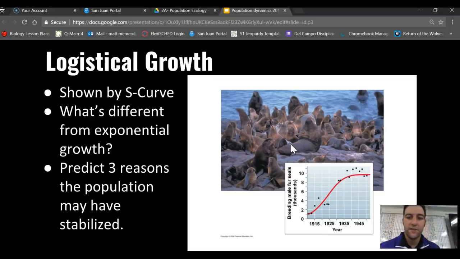At some point, we're going to see that population, instead of continuing to increase and increase and increase, it's going to level off. So the third part of this slide, make sure that you write down 3 predictions as to why you think this population of fur seals may have started to level off around 1935. Okay, so if we can think of 3 reasons why, I want you to write those down. Think about why there would be a leveling off of this fur seal population.